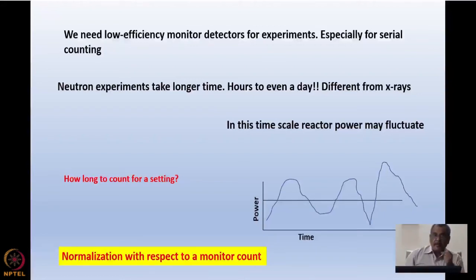So if I do serial counting, meaning one setting of the detector, then another setting, and after that another setting, how do I do it? If I fix the time, let us say 10 seconds, I count for 10 seconds. In my first 10 seconds, the reactor power may be high. In my next 10 seconds, the reactor power may be low. So I am not counting two positions in the peak for the same effective intensity, and it will cause errors. So here, instead of time, we normalize with respect to a monitor count.